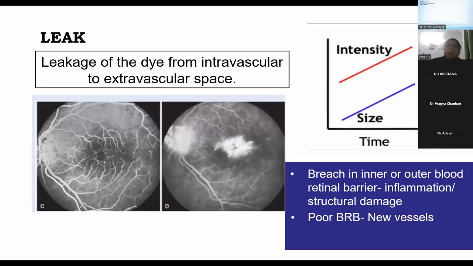So now first coming to hyperfluorescence, the first instance is a leak. Leak of the dye is occurring from the intravascular space to the extravascular space. Basically there is a breach in the outer or the inner retinal barrier. Now in the leak, you will see that the hyperfluorescence increases in intensity and increases in size with time. So both the intensity and size will increase. In the picture, in the first image, you see tiny hyperfluorescent dots at the fovea, which increase in size and intensity over time. So this is how a leak looks.